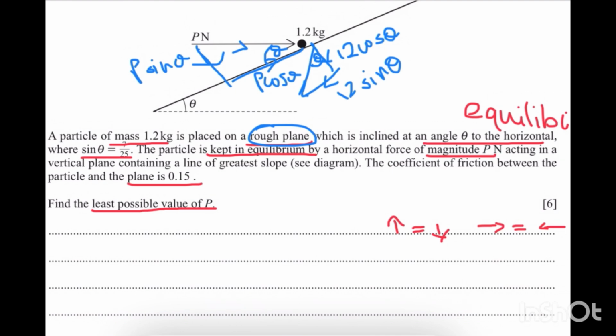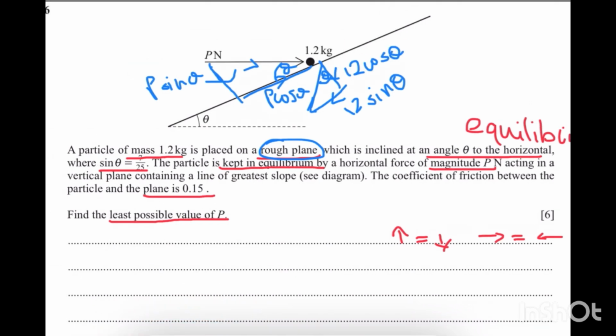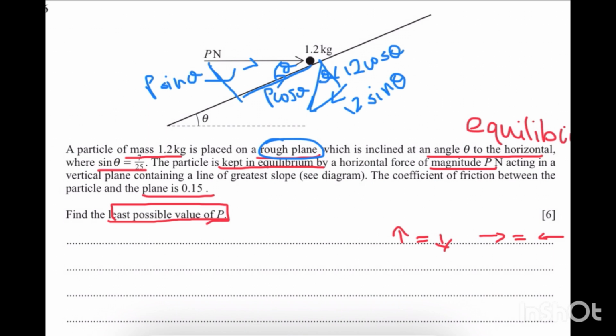So we want the least possible value of P. That will be decided by the direction of friction. But we don't know in which direction it is acting, since we don't know whether this particle is going downwards or upwards. The least value of P will be determined by first making the equations which show a state of equilibrium. So what is the first condition?